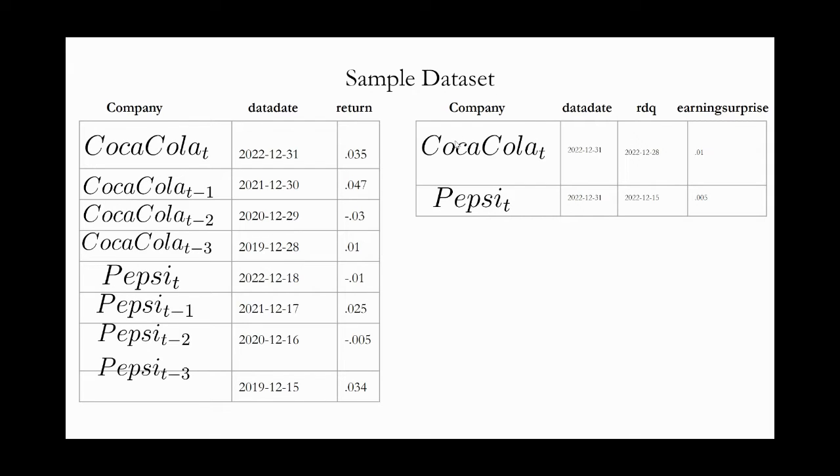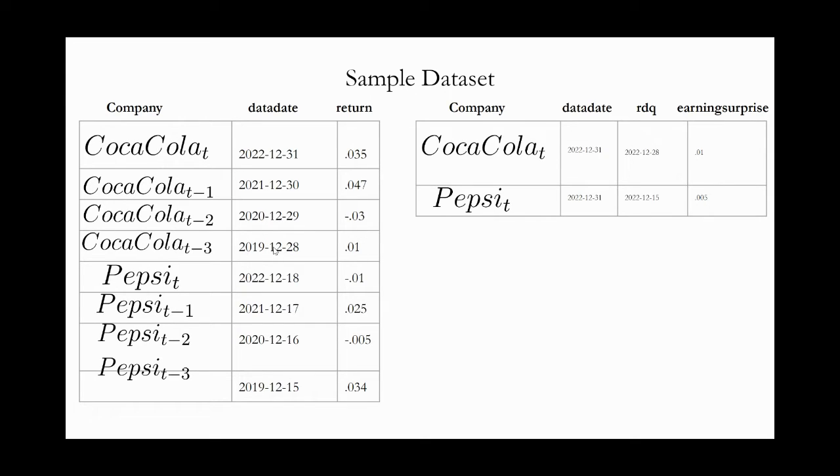And then we have a sample data set of Coca-Cola's earnings announcement date, which is, let's say, RDQ, and that's December 28th, 2022. And earnings surprise. They beat by 1%, or Pepsi beat by 0.5%. And so let's say we want to bring these two data sets together. And why would we want to bring these two data sets together?